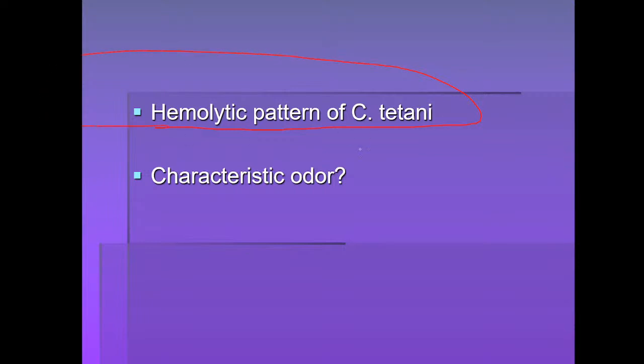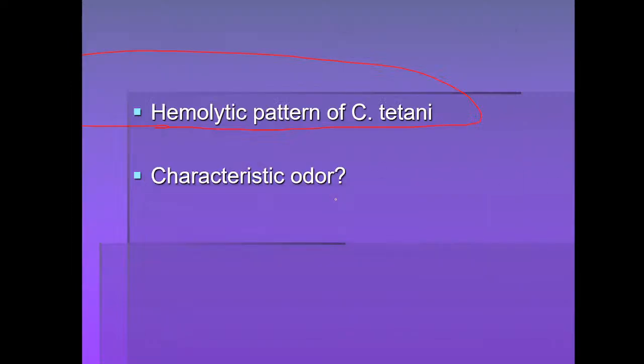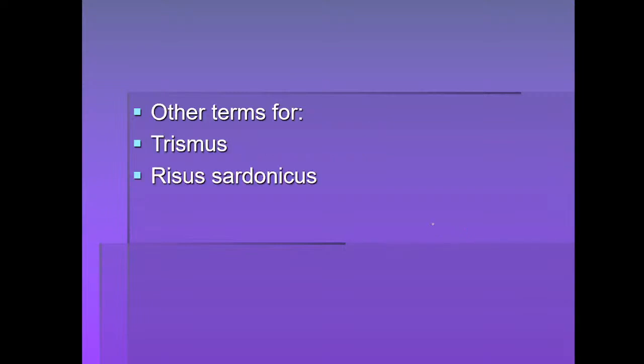And the important thing that you need to remember is that there is a characteristic odor that is produced by the organism, and that is burnt flesh. So amoy sunog na karne. All right, so please don't forget that.